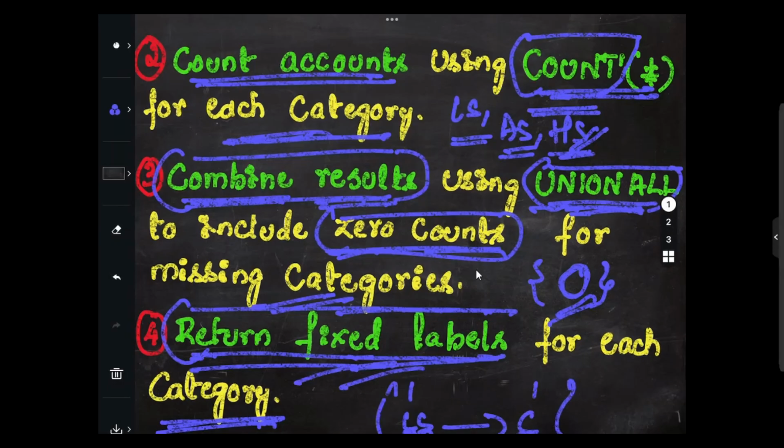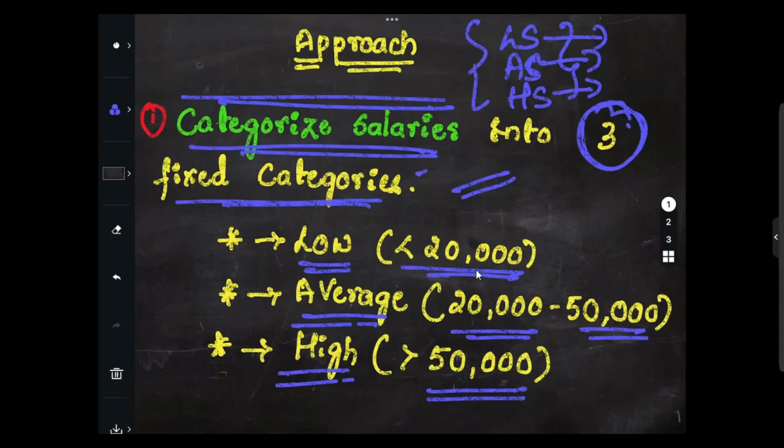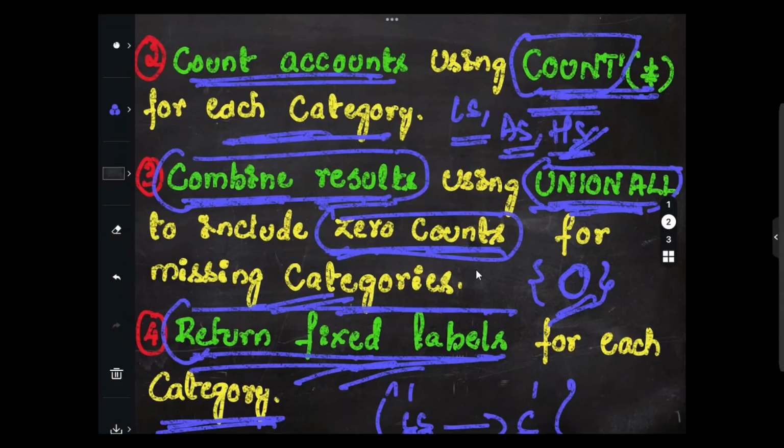So this is the approach that we will be going with. First, categorize salaries into the fixed categories. We discussed this one: low, average and high. Low is less than 20,000, average is between 20,000 to 50,000, and high is greater than 50,000 here. Second, count accounts using count of star for each category. Third, we will be combining the results using union all to include the zero counts.